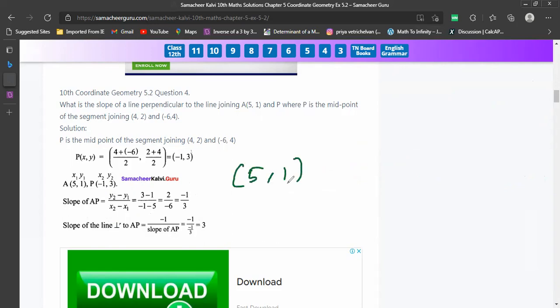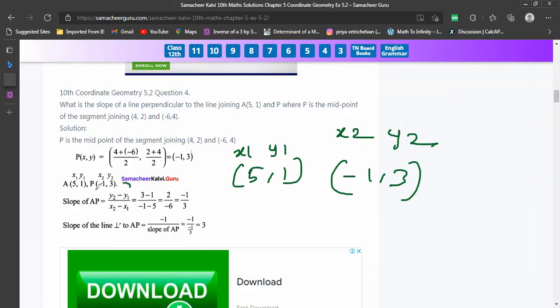A is 5, 1, which is x1 and y1. P is minus 1, 3, we just figured it out, which is x2 and y2. So substitute these values on this. You'll be getting the result as minus 1 by 3.